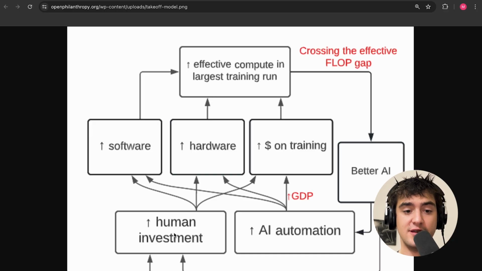The short version is that you're trying to invest a lot of money into AI. And the 3 things you invest in are software R&D, hardware R&D, and more money spent on training runs. Those 3 things end up giving you more compute that you can use in practice to train your neural networks, which you can see here as effective compute in larger training runs. And once you have those larger training runs, then you can automate more of this software and hardware R&D and invest more money into your training runs.